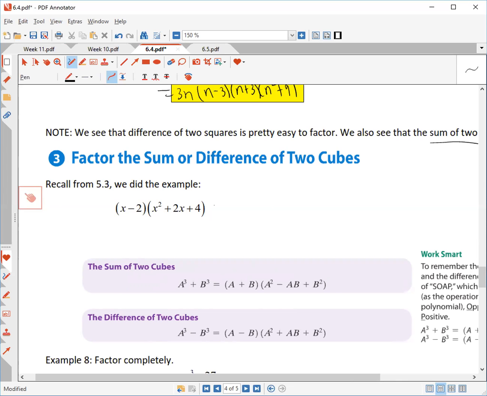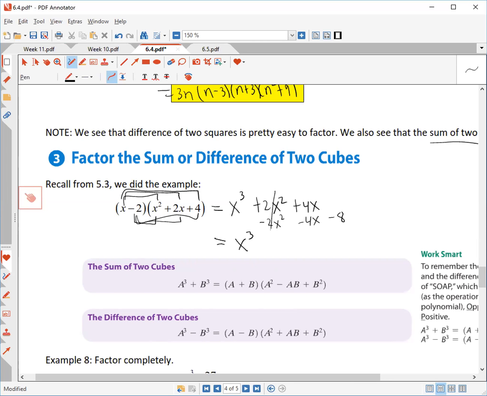So on your exam and in 5.3, we did an example like this where the x minus 2 times x squared plus 2x plus 4. x times x squared is x cubed. And x times 2x is 2x squared. And x times 4 is 4x. Now we go to the negative 2. That's negative 2x squared. That's negative 4x. And that's negative 8.